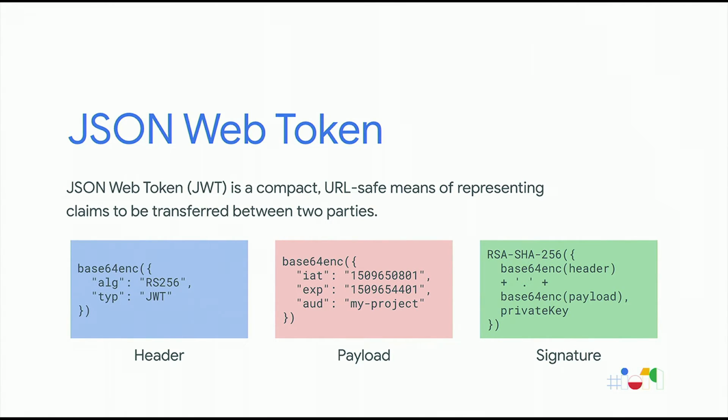Now, the payload contains a set of claims that is signed using asymmetric keys. IoT Core requires 3 claims: the issued at, which is the timestamp at when the token was created; the expiration, that is the timestamp when the token stops becoming valid; and audience, that contains the cloud project ID where the device is registered. And then finally, the signature contains a cryptographic signature of the concatenated header and payloads.